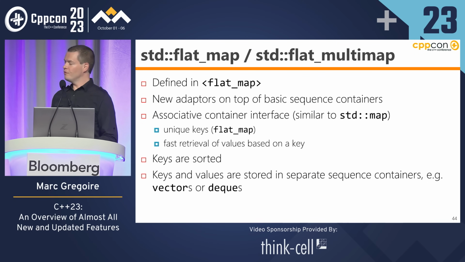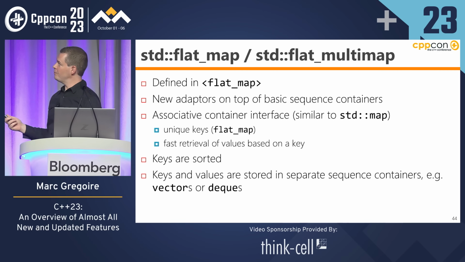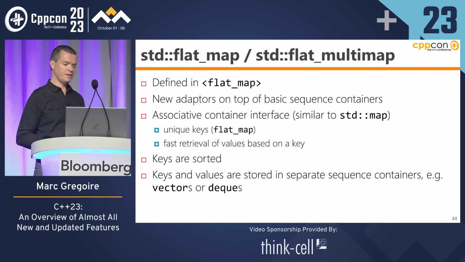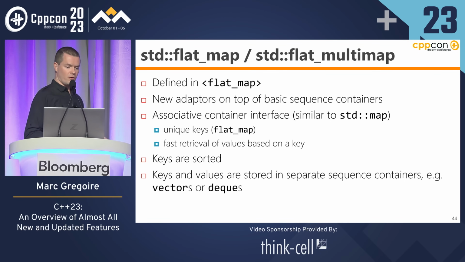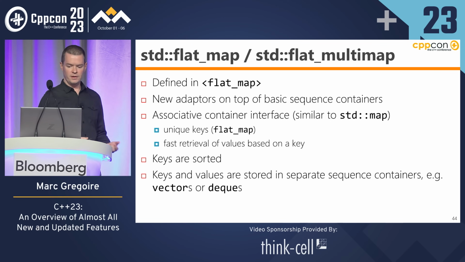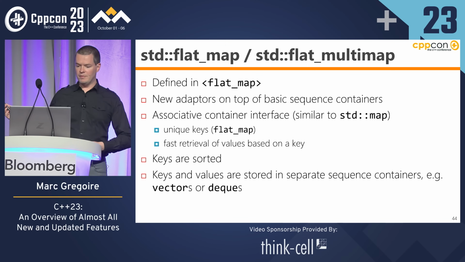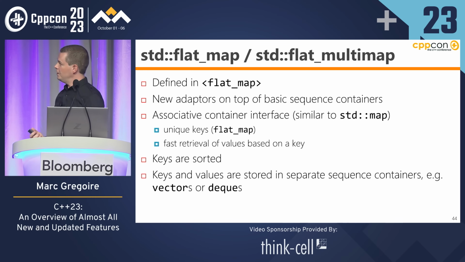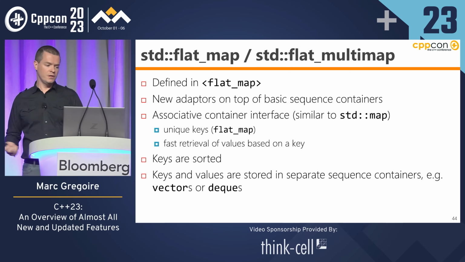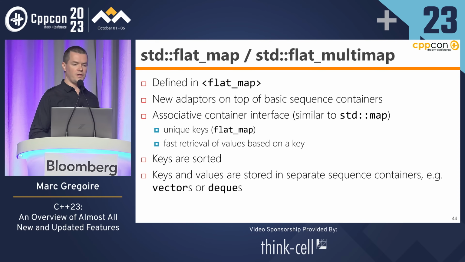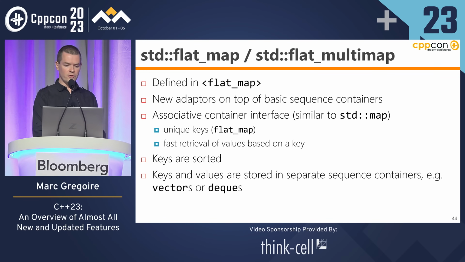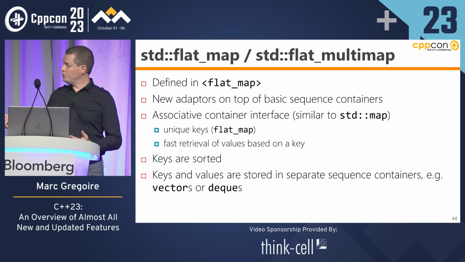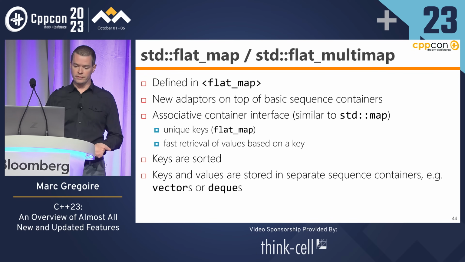C++23 introduces a couple of new containers: flat_map, flat_multimap, also flat_set and flat_multiset. What are they? They are all adapters on top of other basic sequence containers. So flat_map is very similar to std::map. It provides you an associative interface, so you have keys and values. Everything is sorted on the key, and you have very fast retrieval of a value based on a given key. And of course, you can change the underlying sequence container.